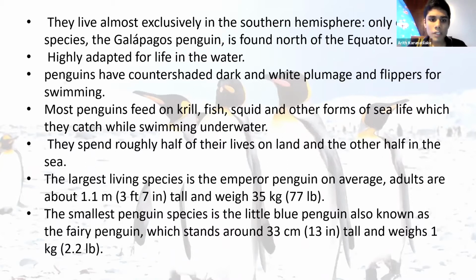The largest living species is the emperor penguin. On average, adults are around 1.1 meters, which roughly is 3 feet and 7 inches tall, and they weigh around 35 kilograms, which is 77 pounds. The smallest penguin species is the little blue penguin, also known as the fairy penguin. It stands around 33 centimeters, which is 13 inches tall, and weighs around 1 kilogram, which is around 2.2 pounds.